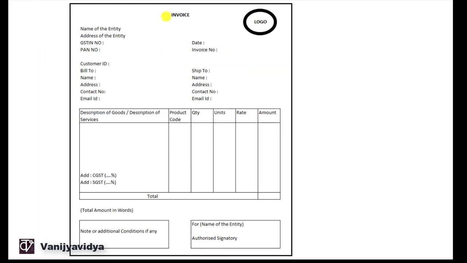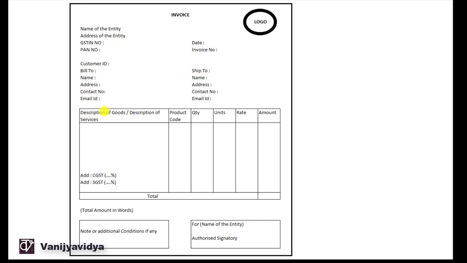So this is a format of an invoice. Here you have a company logo or logo of the entity, then the name and address of the entity, GST number, PAN number of the entity, then date and invoice number. Invoice number is usually automatically generated in the system. Then customer ID, then bill to and ship to. Sometimes the billing address and the shipping address may be different.